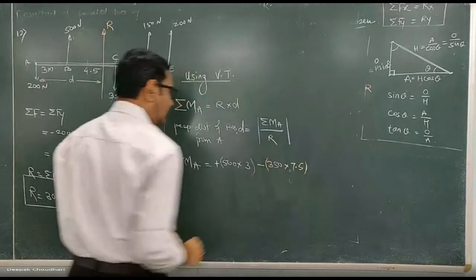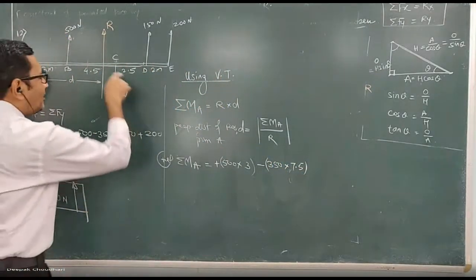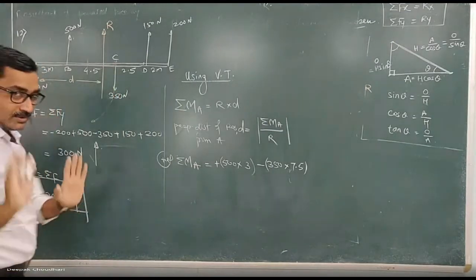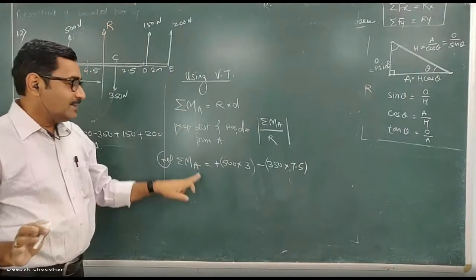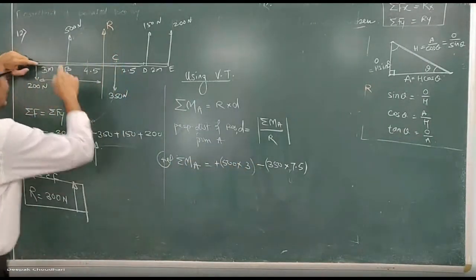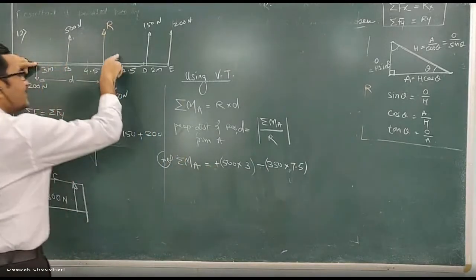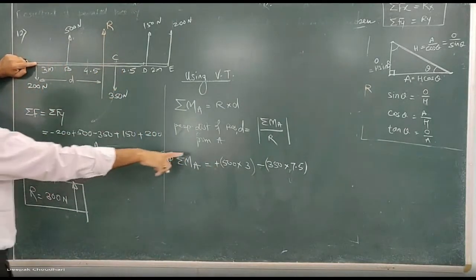Here listen once again. The moment of this 500 Newton force is positive and moment of this 350 Newton force is negative. ये plus और ये minus क्यों है? Because this 500 Newton force produces the anti-clockwise moment, so according to our sign convention it is plus, whereas this force produces the clockwise moment, that's why it is minus.